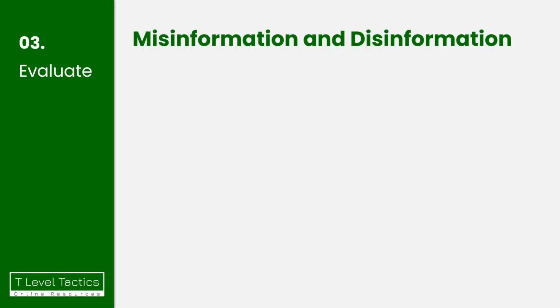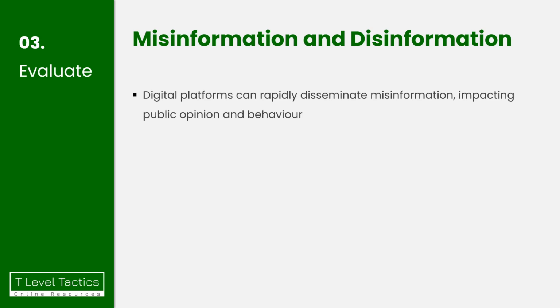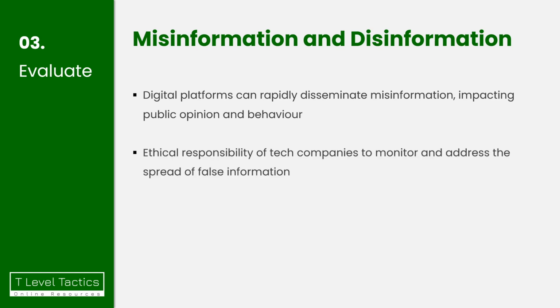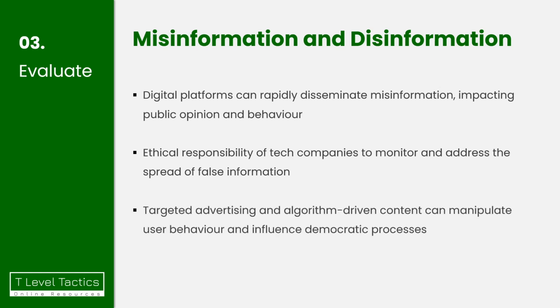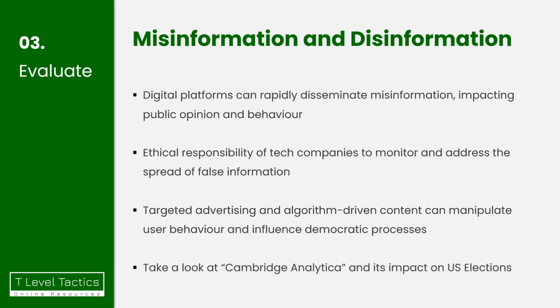We've already mentioned misinformation and disinformation, but why is this an issue? Digital platforms can rapidly disseminate misinformation, impacting public opinion and behaviour. And it's the ethical responsibility of tech companies to monitor and address the spread of false information. Targeted advertising and algorithm-driven content can manipulate user behaviour and influence democratic processes. And if you want to see where this has been of a particular concern, search for something called Cambridge Analytica and its impact on the US elections.